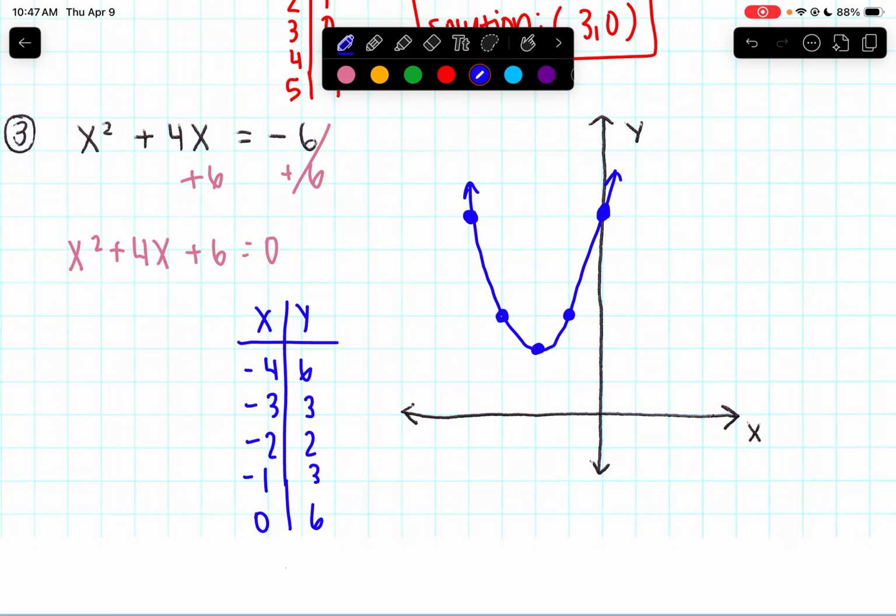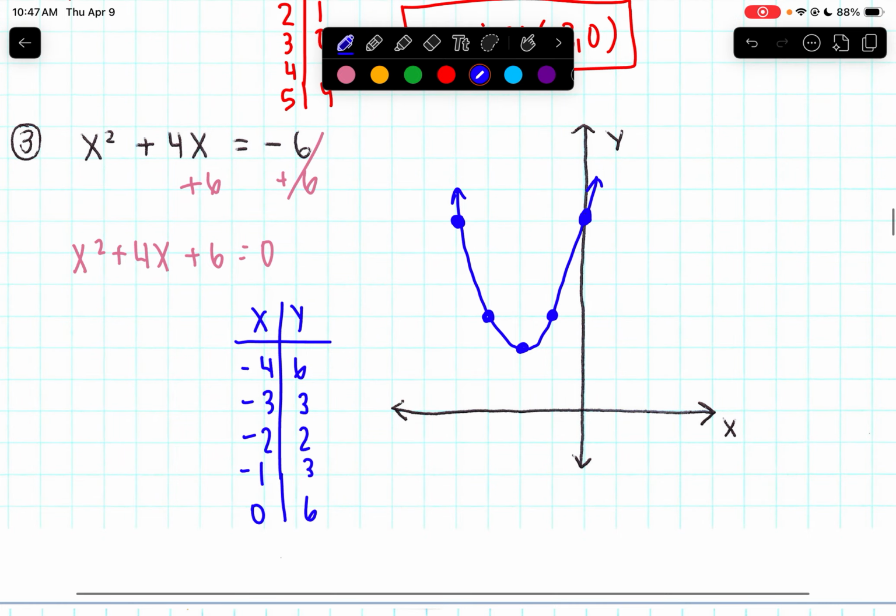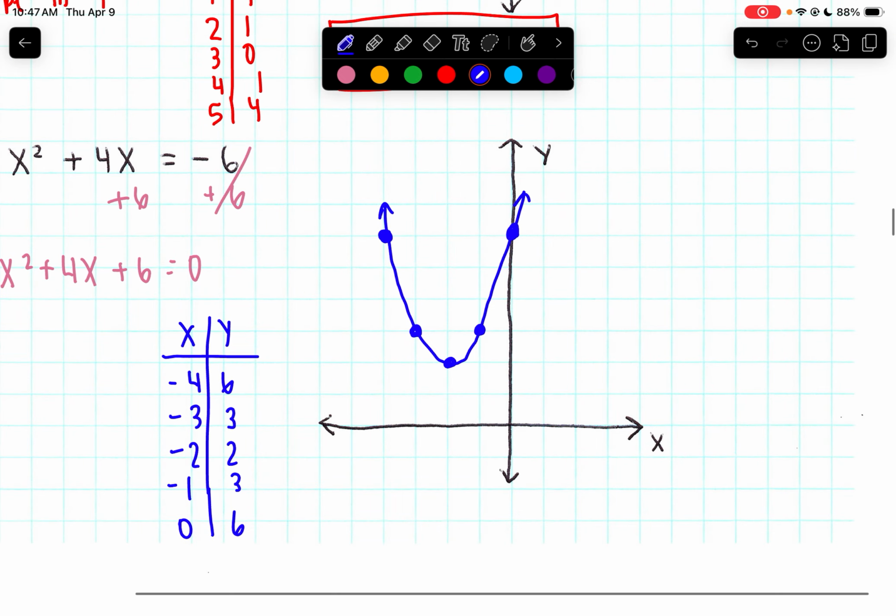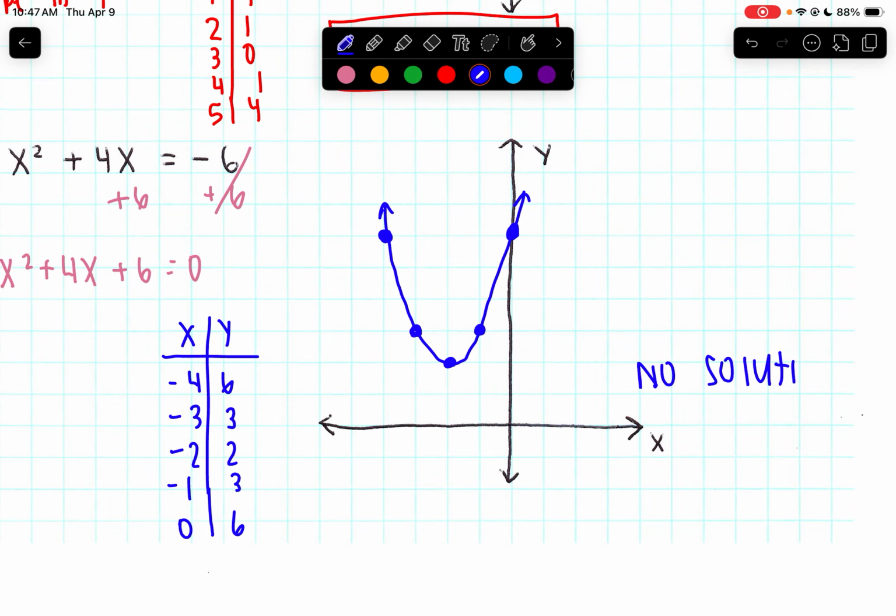all right. Now here again, I'm looking for solutions, and those are x-intercepts. I don't see any, which means it doesn't hit the x-axis anywhere, so this solution would be no solution. We don't have any x-intercepts.